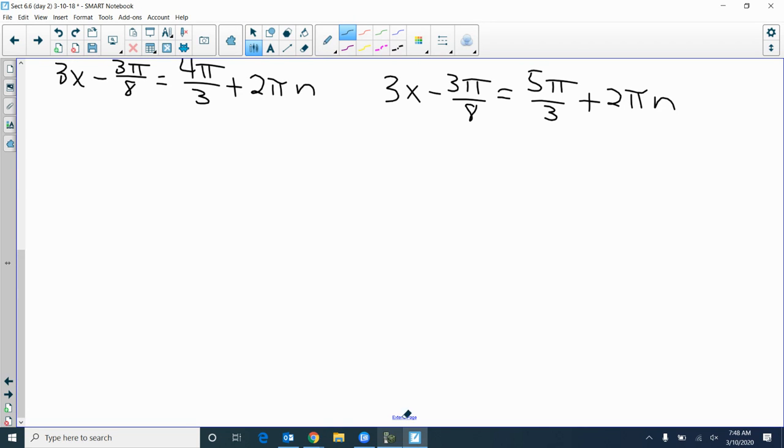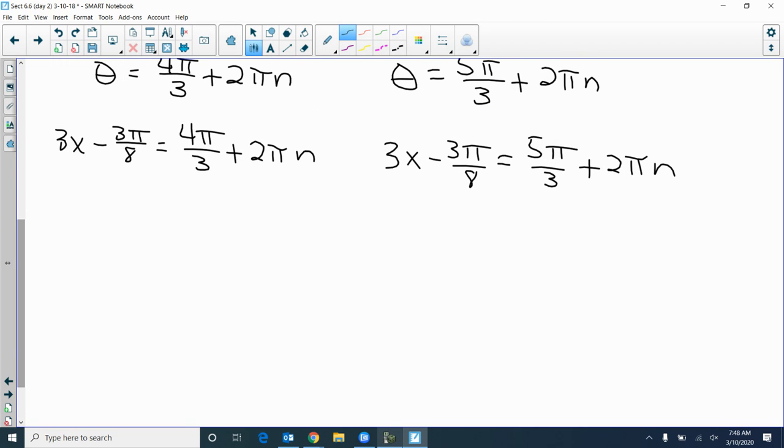Got to solve for x. Add 3 pi over 8. So I got plus 3 pi over 8 plus 3 pi over 8. And then that gives me 3x equals, well, what is that? 4 pi over 3 plus 3 pi over 8. Common denominator, 24. 25 pi over 24. Okay.